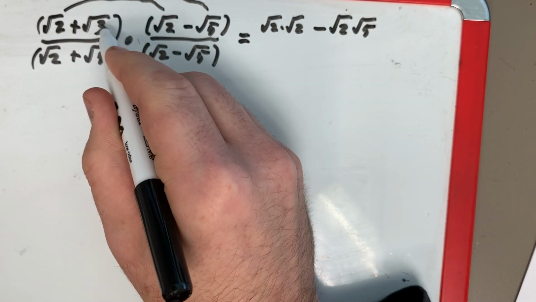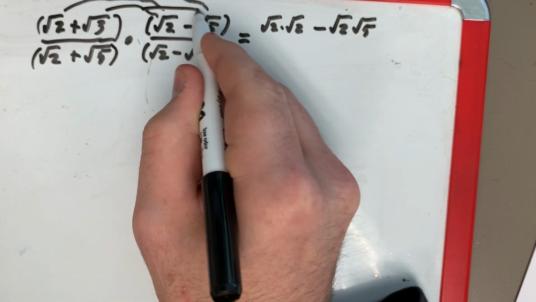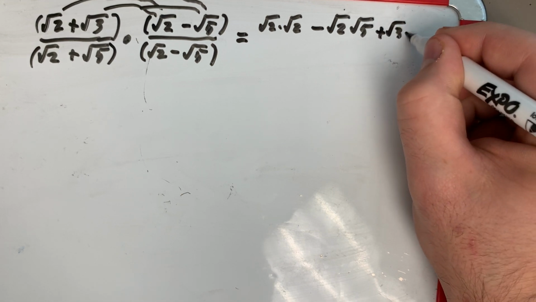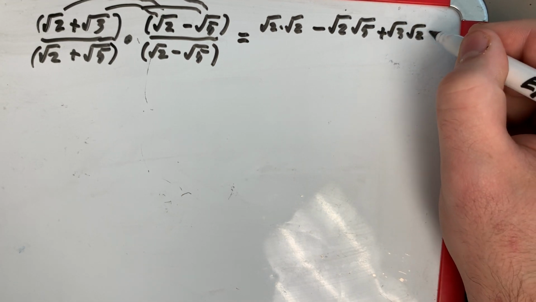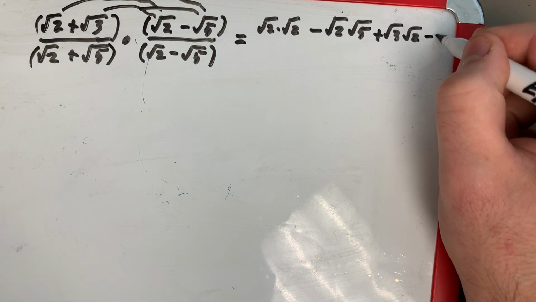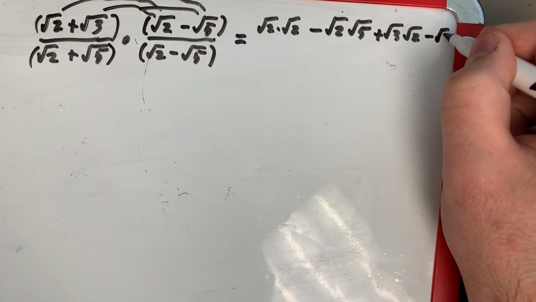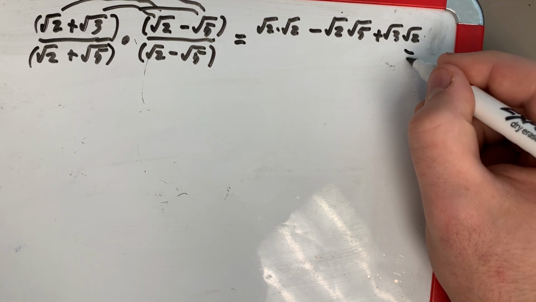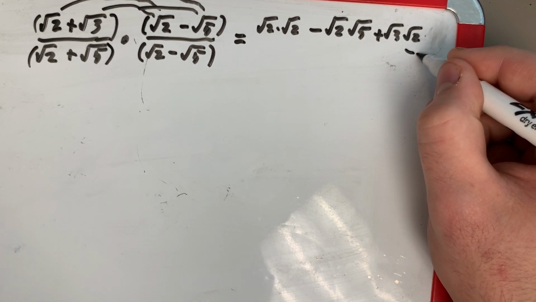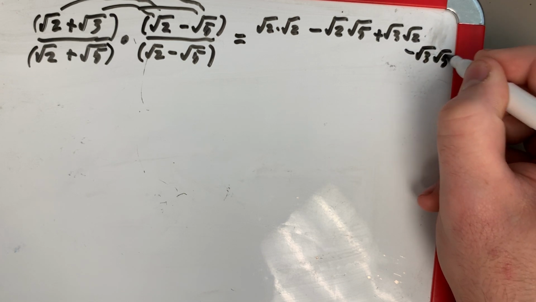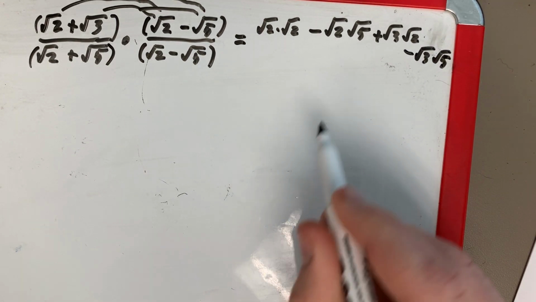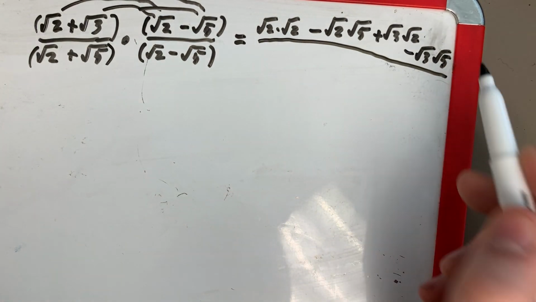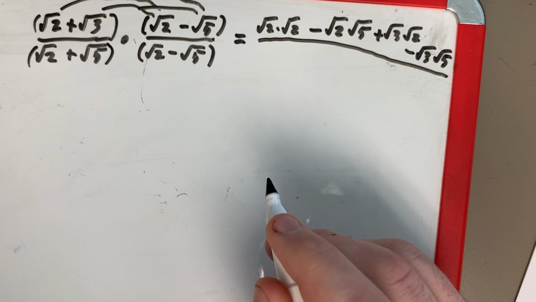And then we do the same thing with this root 3. So first and then second. So we have plus root 3 root 2 minus, oh gosh, I'm going to run out of room. Root 3, okay, let's move that slightly to the next line. Minus root 3 root 5. Problem with using a tiny little whiteboard. Okay, so that's the entire numerator. We'll simplify that in the next step.